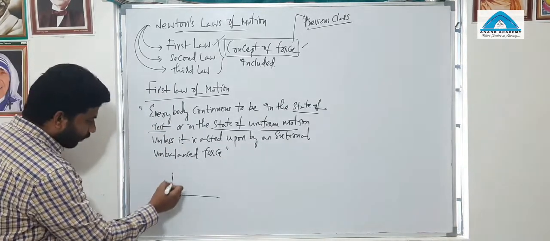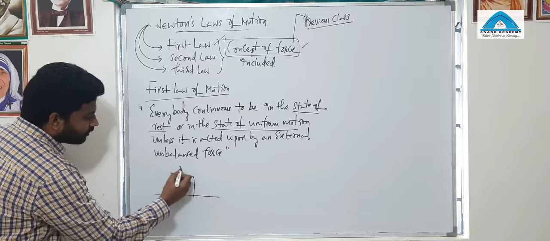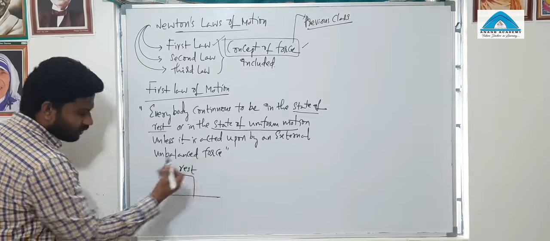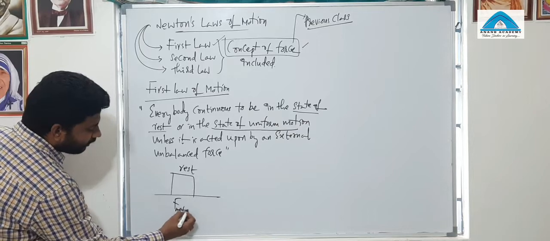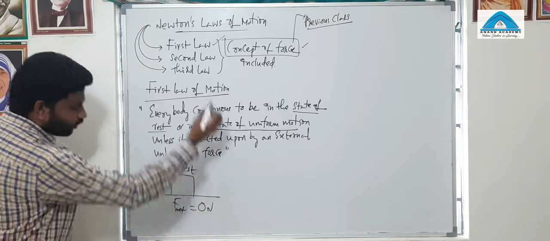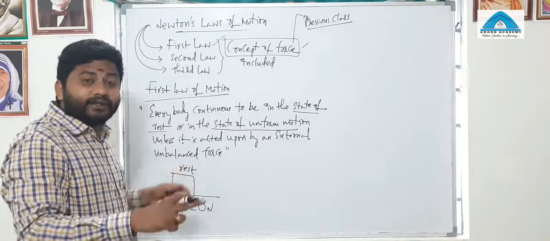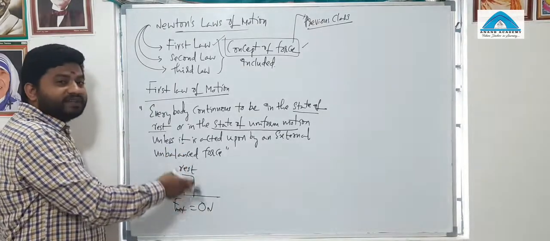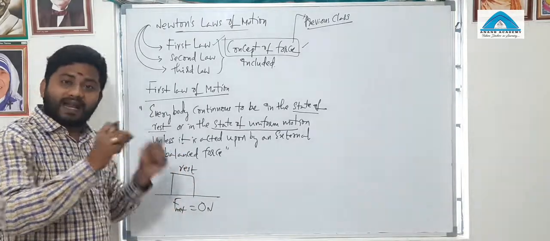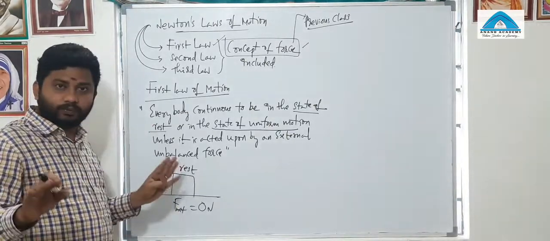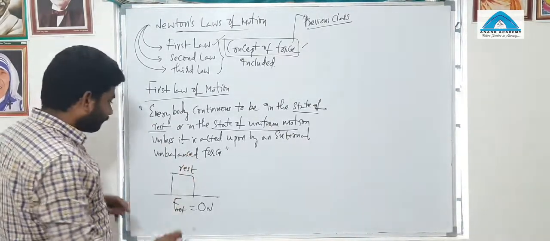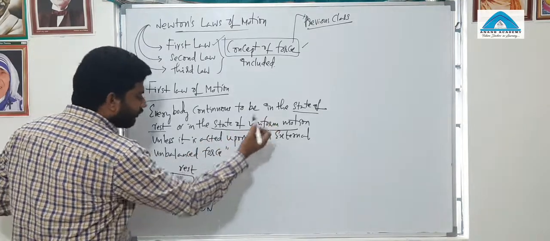Imagine, there is a body which is at rest. What is the net force acting on a body when the body is at rest? It's 0 newtons. Yes or no? Net force means all the forces acting on this body are balanced. Then the net force or the resultant force acting on it will be 0. Correct.